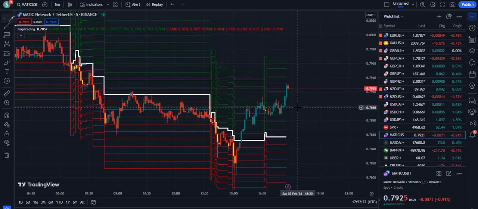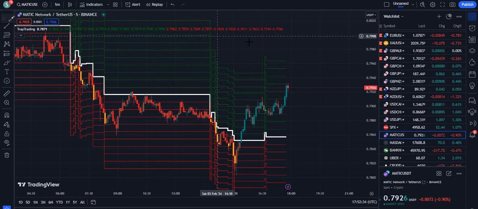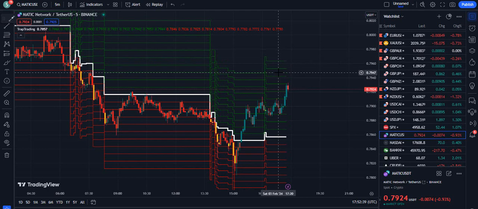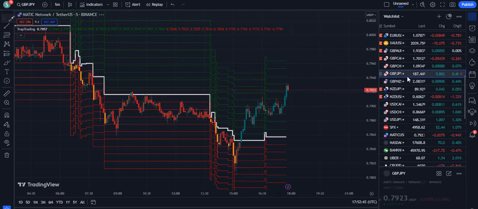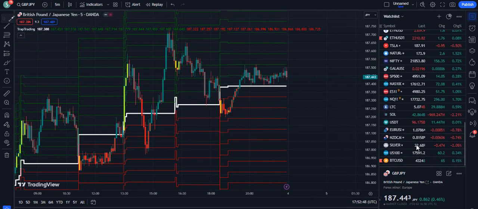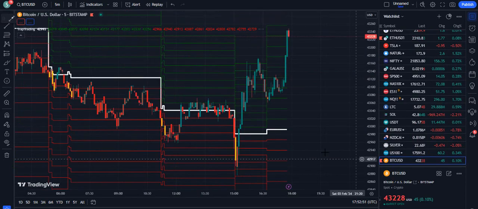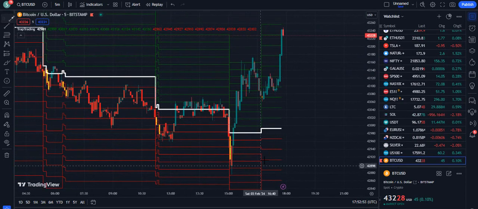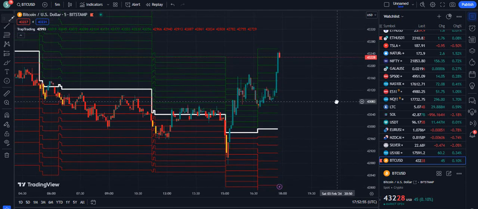Okay guys, right now, as you can see, this is the MATIC USD chart, and because today is Saturday and the markets are off, the crypto is running. Overall, this indicator is quite fantastic for Forex, crypto, and stocks. Forex, stocks, and crypto are the major pairs that you can trade with this indicator, because it has a very interesting role in the market. This is the Bitcoin chart. As you can see here, this is a very clear picture of the market right now.